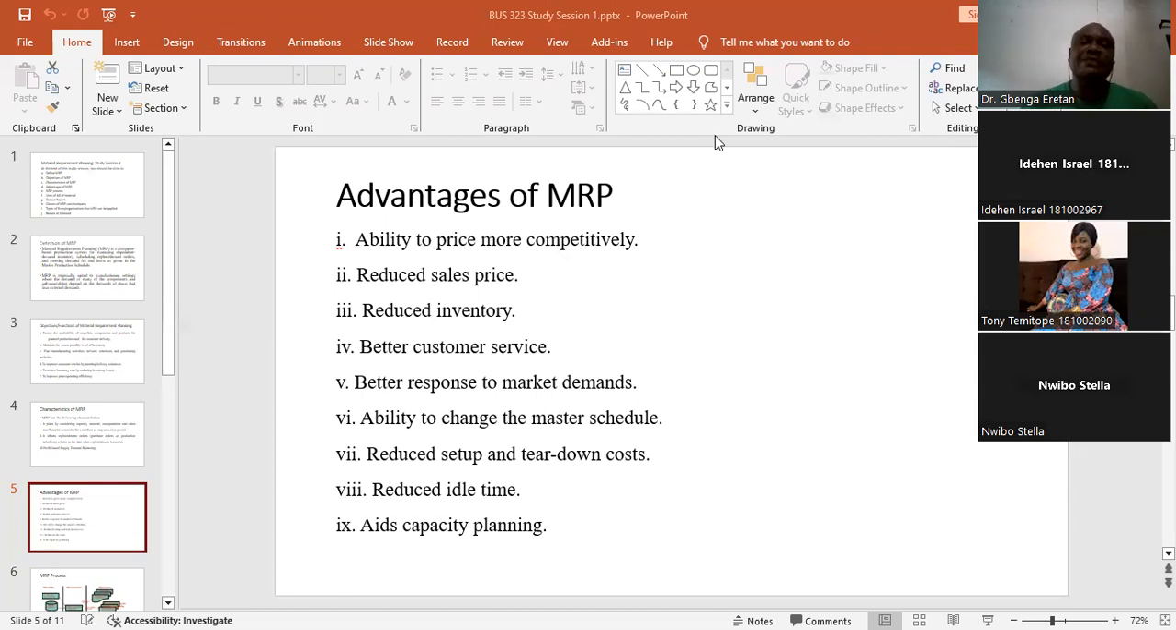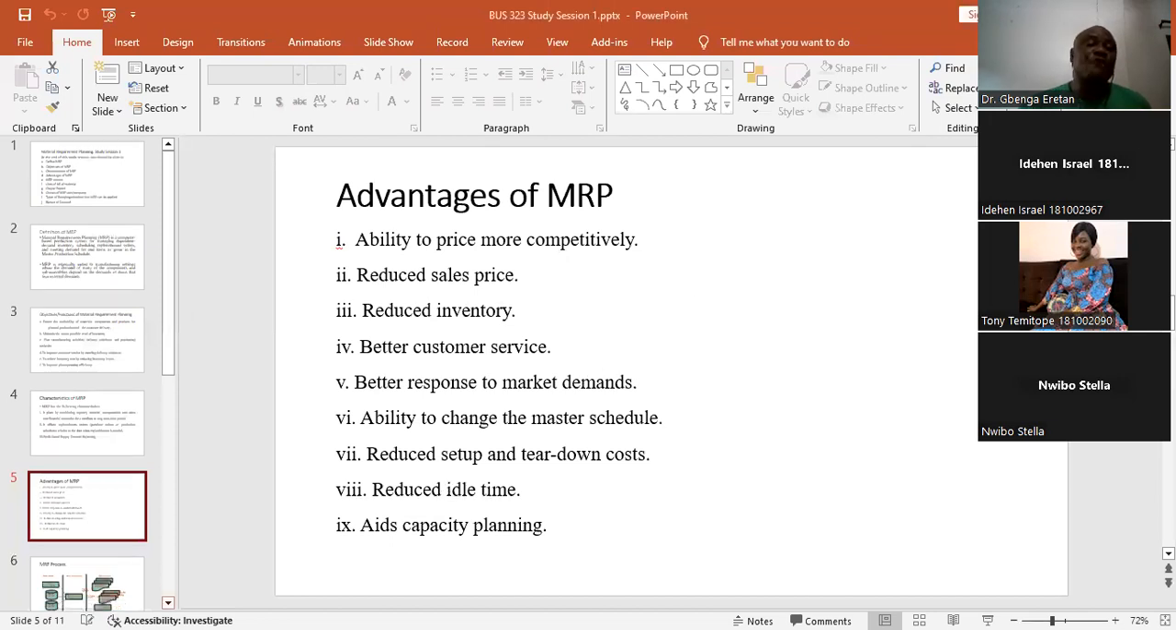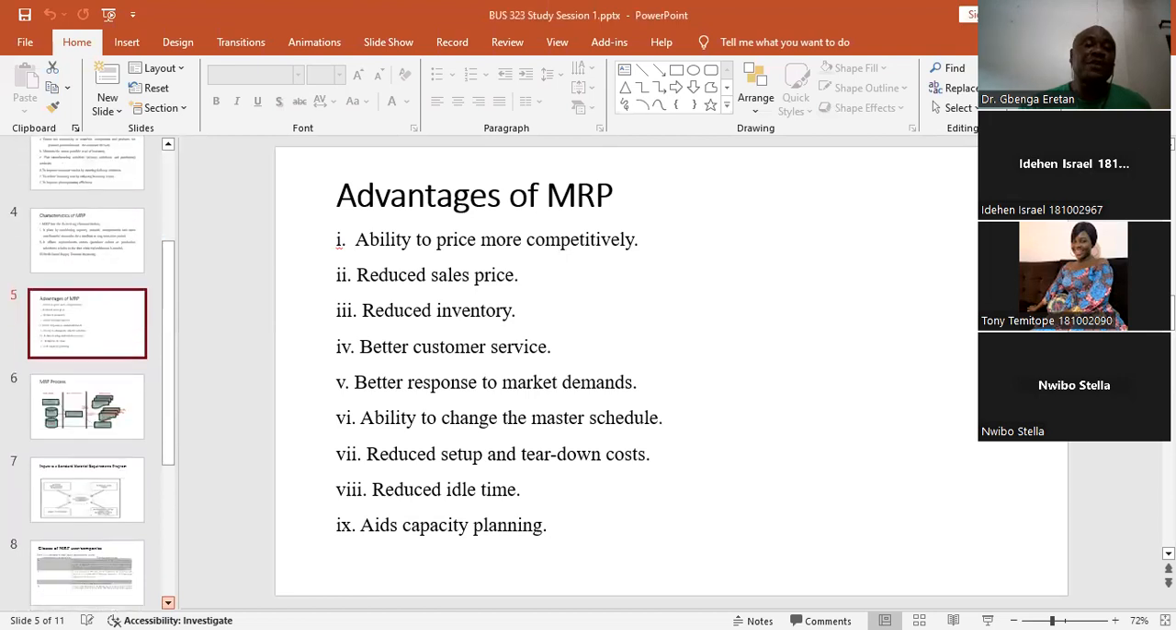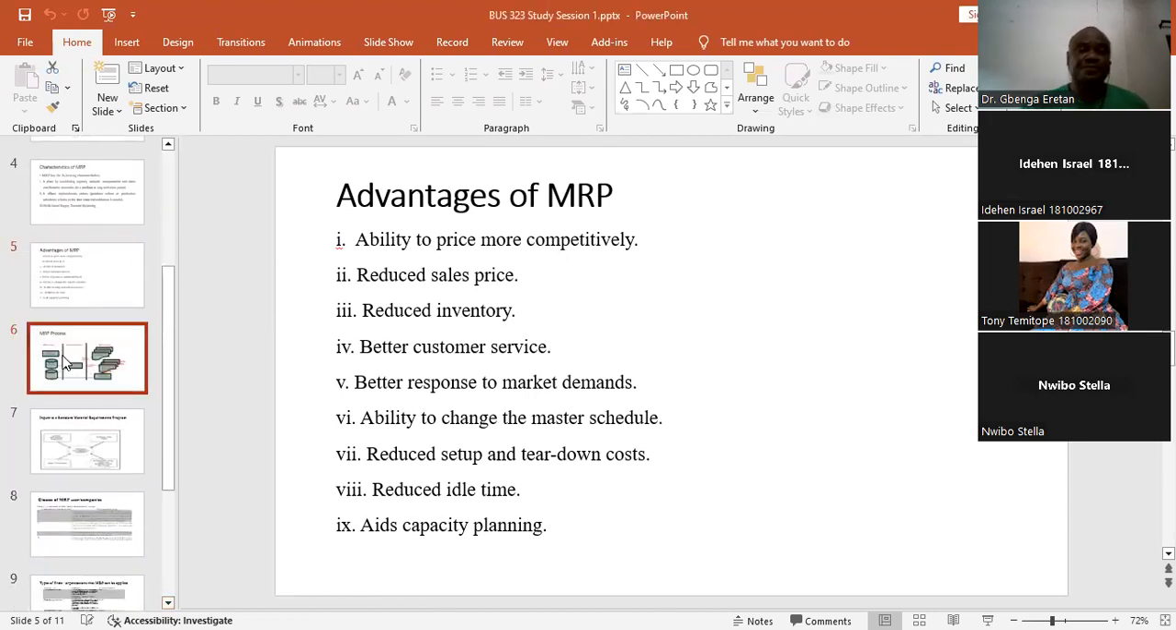It aids capacity planning. And what is capacity planning? It is the ability to use the existing machine capacity, space capacity, and factory capacity in order to achieve the optimal level of output. When you adopt material requirement planning, which is a computerized system of planning dependent demand that has an end user schedule, you'll be able to plan the capacity for which your plant or factory will be put to use.